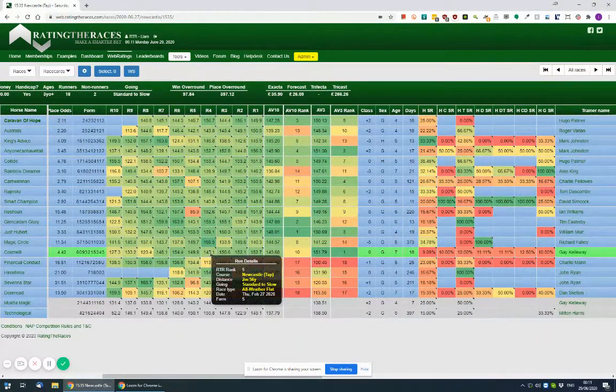But it was at Newcastle. It was over this distance. It was on this going, and it was in this race type. So all 4 of those are yellow. That's a great indicator as to when a performance is likely to be replicated.